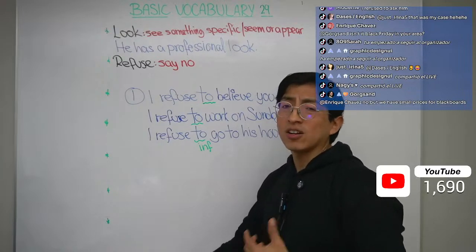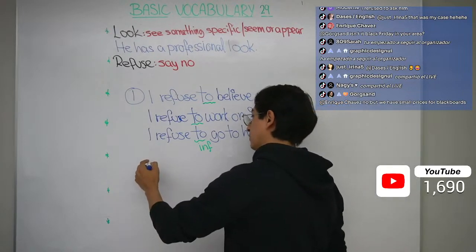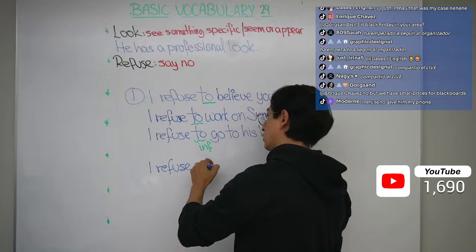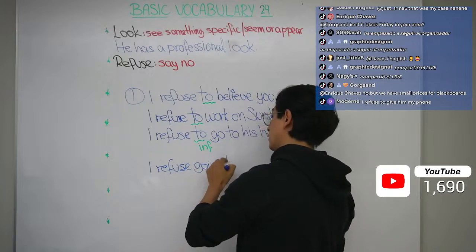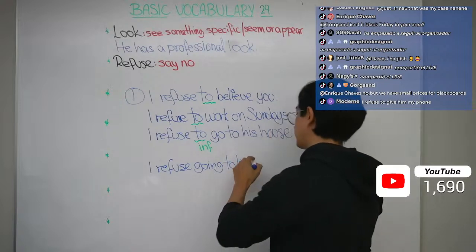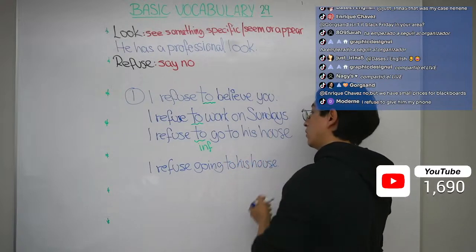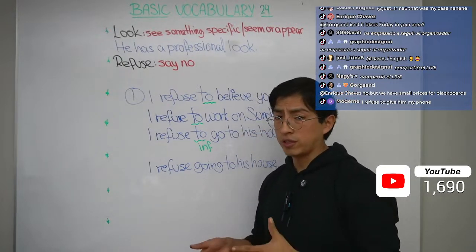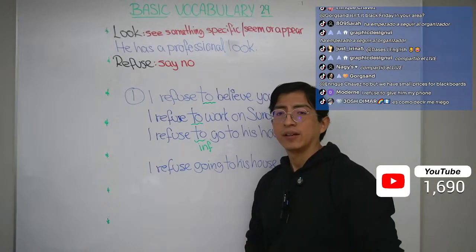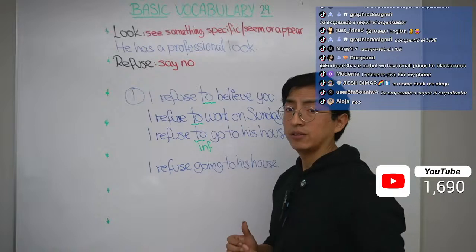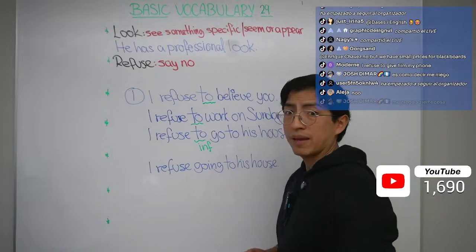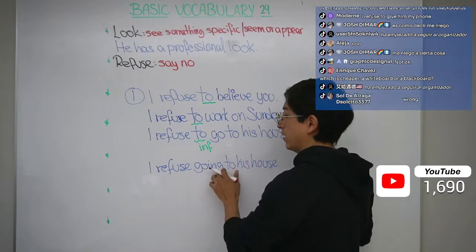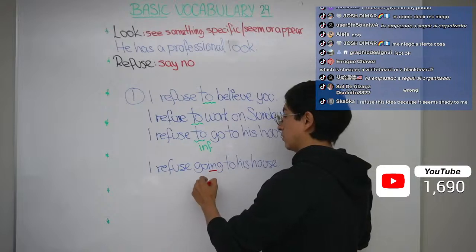Now, guys, is it okay to say, for example, I refuse going to his house? What do you think? Is it okay to say I refuse going to his house? Is it okay or not? Yes? No? As I mentioned, guys, no, we never use gerund. This is a gerund.